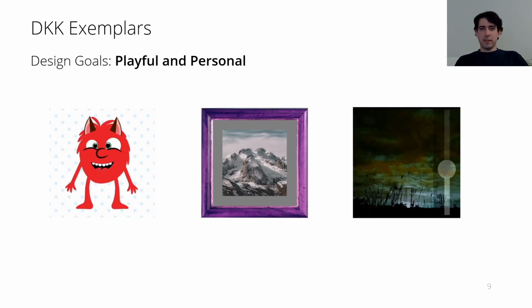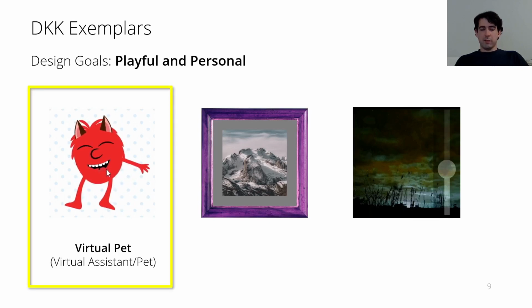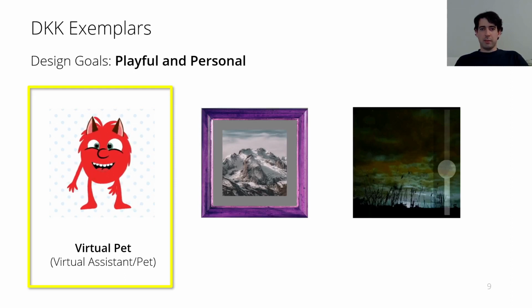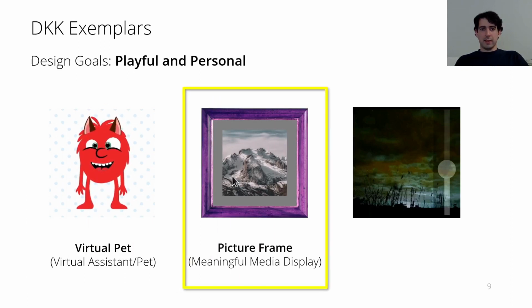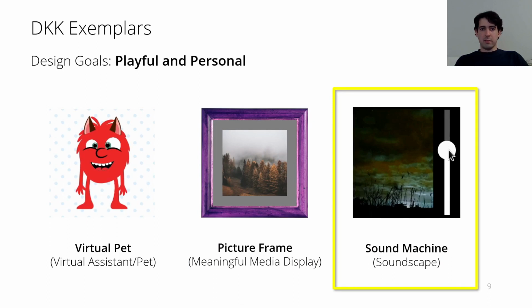We created 3 digital knick-knack templates. The first is a virtual pet in the form of an animated monster character, based on the virtual assistant or pet type. The second is a picture frame that can display user-selected images, based on the meaningful media display type. And the last is a sound machine that plays an ambient background sound of choice and also plays a subtle animation to go with it, and it's based on the soundscape type.